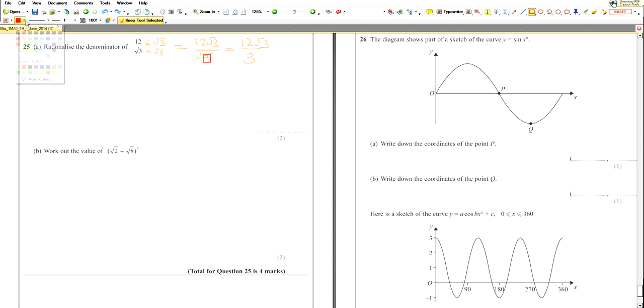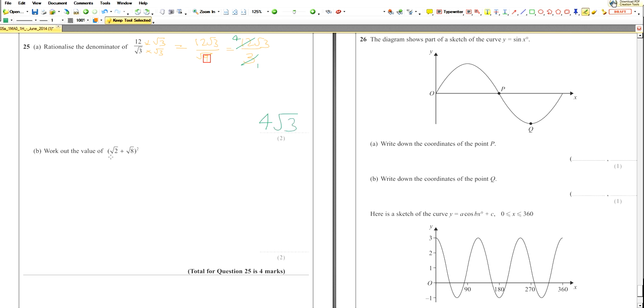Now, what else can we do? Can we do any more cancelling? We should be able to do some more cancelling. Let's go for the green now. Divide the bottom by 3, divide the top by 3, which is called simplifying. So the final answer is going to be 4 times root 3, which gives us 4 root 3.